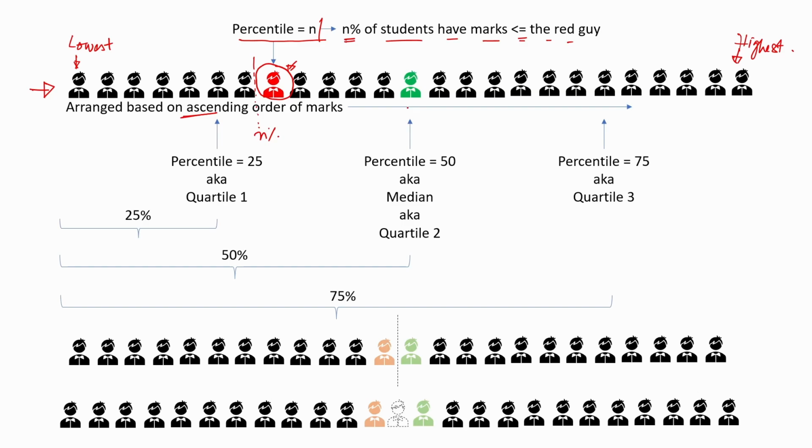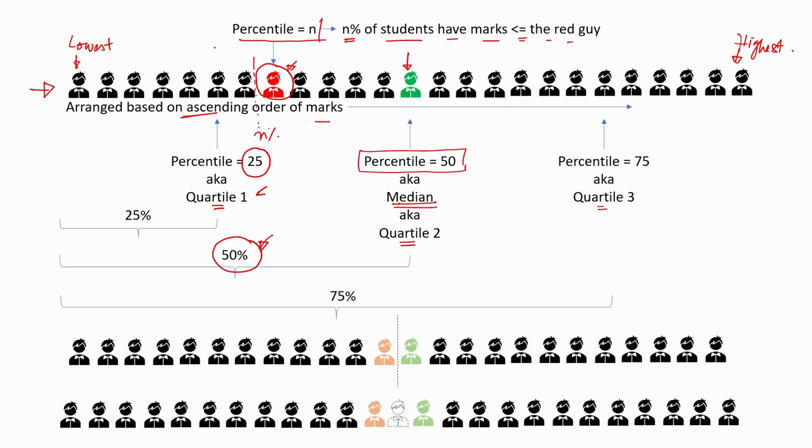Using that concept, if you pick the middle of this range, what will be the percentage from the start to here? It will be 50%, and therefore this is the 50th percentile, which is also known as your median, and also known as quartile 2. Quartile 1, quartile 2, and quartile 3 are just special cases of percentiles. Percentile 25 is known as quartile 1.